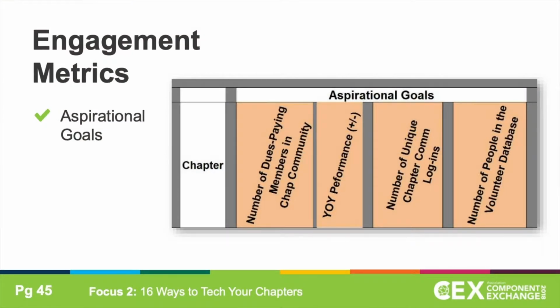The aspirational goals, again, these used to be things that we kind of forced our chapters to focus on, but we shifted that to this is, again, aspirational. How many dues-paying members? Because in a chapter community, we have non-members as well as members, but we want to know how many. Are we moving the needle? Are people moving from the non-member to the member relationship with the organization? Also, how many unique logins, how many individuals are logging into our chapter community and engaging that way? Unique logins, not overall.